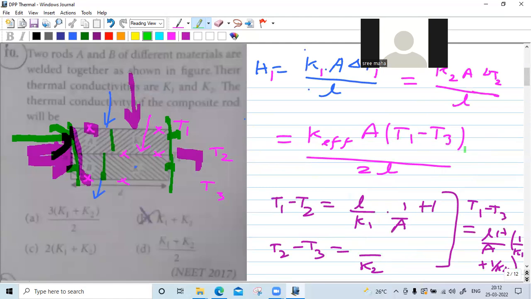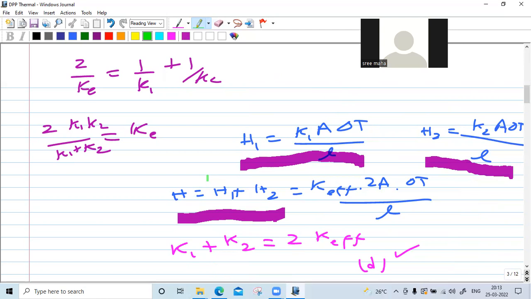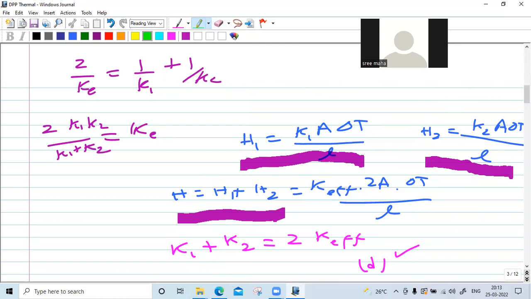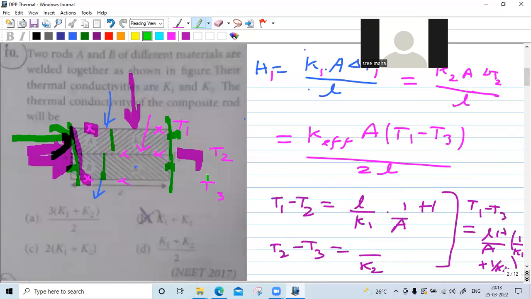From top to bottom, what is common is H, but what is getting added is L. So the total temperature difference will be obtained by adding the individual temperature differences. For the effective heat current, the way I did the first one, H effective equals K effective into 2A, no, sir? It has to go, the heat flowing from top to bottom or left to right.